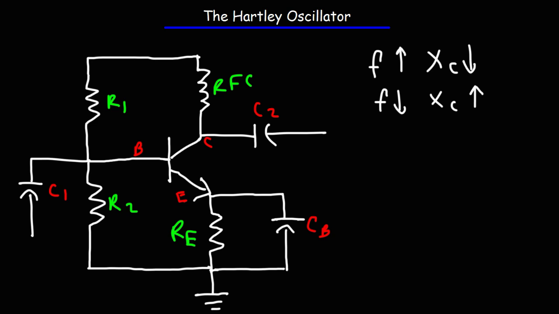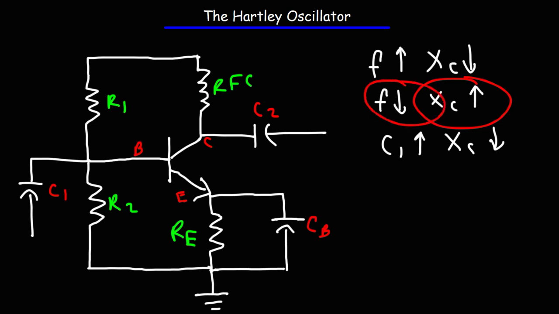So if you're trying to design a low frequency Hartley oscillator circuit, you want to increase the value of C1 and C2, because as C1 goes up, the capacitive reactance goes down. And so that's how you can compensate for the increase in capacitive reactance when dealing with low frequency signals. So you may want to use 1000 microfarads or more for C1 and C2 if you're dealing with frequencies below 300 Hertz, for example.